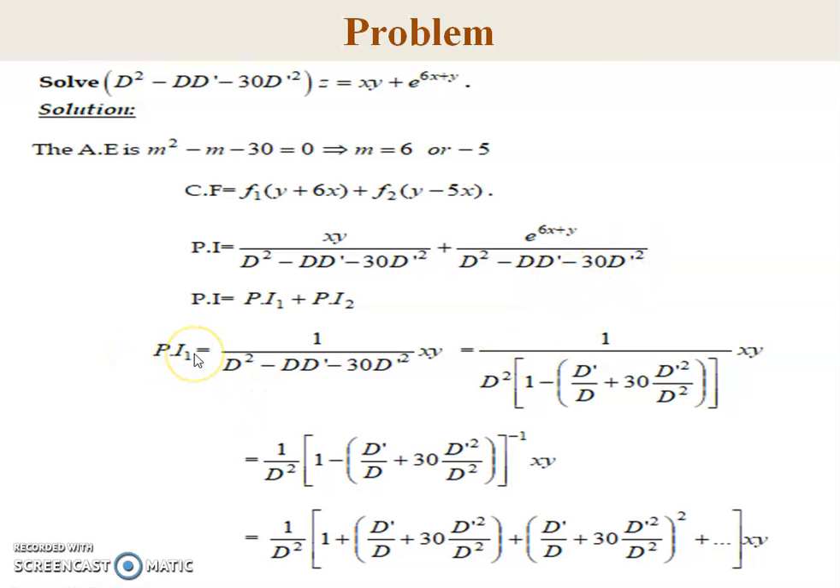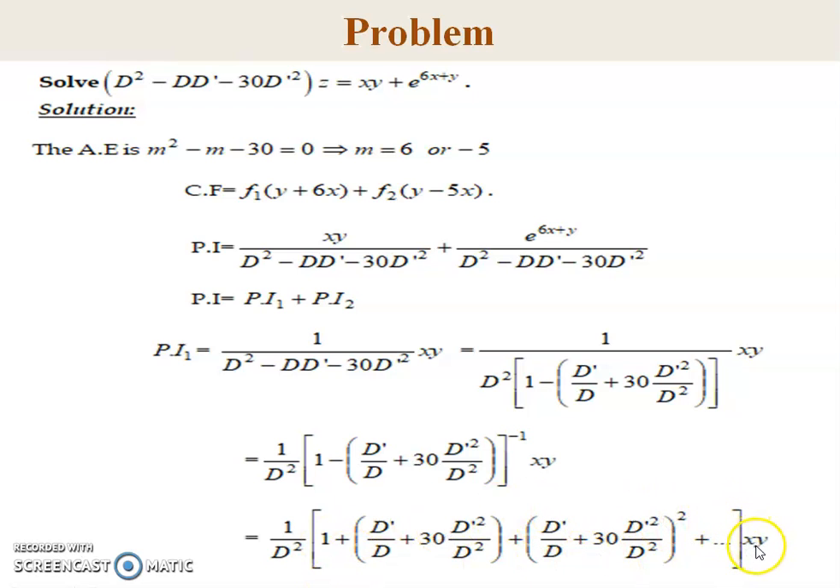First we are going to find PI1. That is 1 by D square minus DD' minus 30 D' square, applied on xy. As usual, take D square as a common term here. Now arrange in powers. If it is in the denominator, it is power 1; if you bring this to the numerator, it becomes minus 1. Now apply the binomial formula and expand the series. So now we have complete operators.